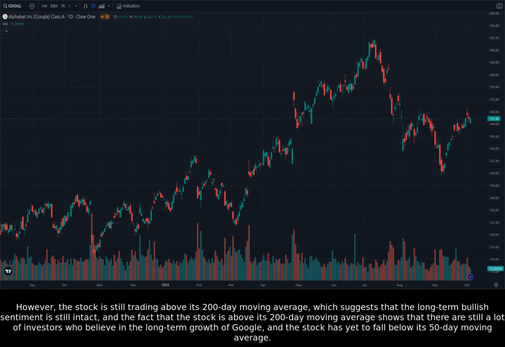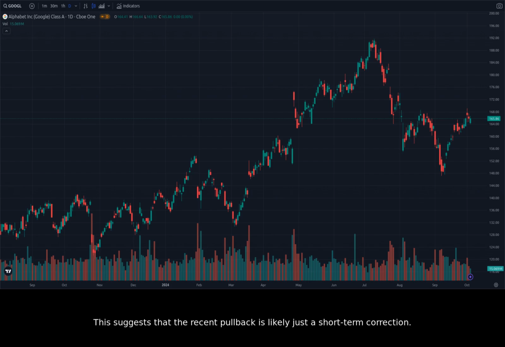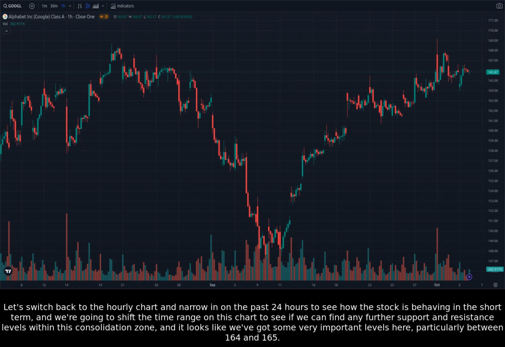However, the stock is still trading above its 200-day moving average, which suggests that the long-term bullish sentiment is still intact. And the fact that the stock is above its 200-day moving average shows that there are still a lot of investors who believe in the long-term growth of Google, and the stock has yet to fall below its 50-day moving average. This suggests that the recent pullback is likely just a short-term correction. Let's switch back to the hourly chart and narrow in on the past 24 hours to see how the stock is behaving in the short term.